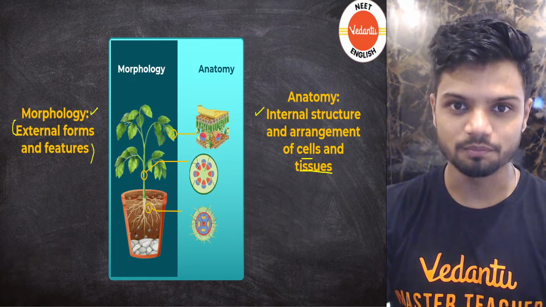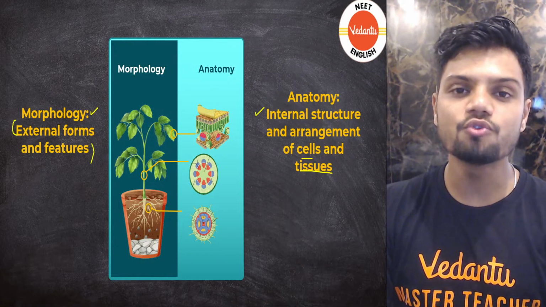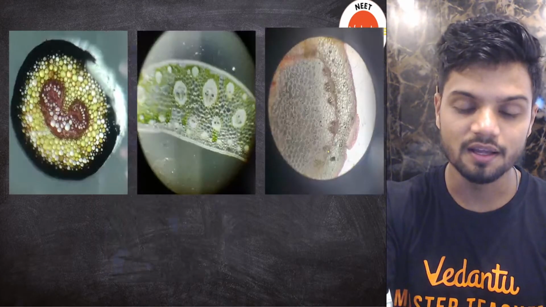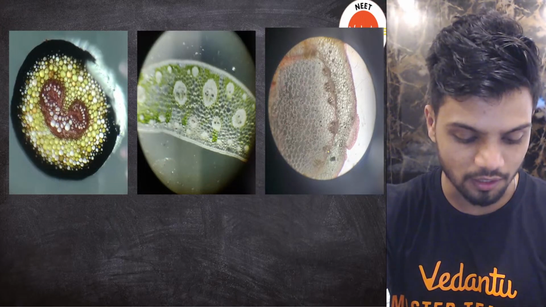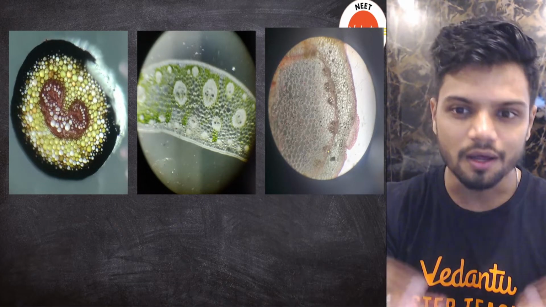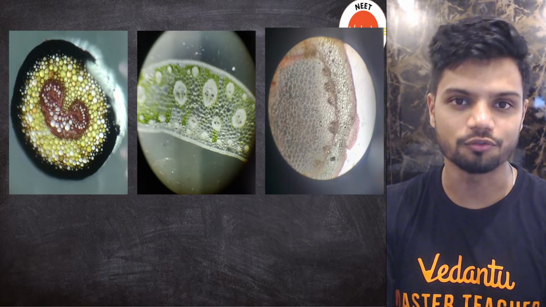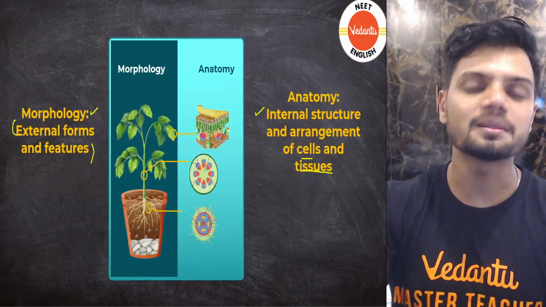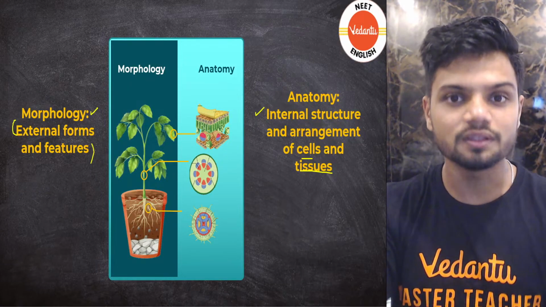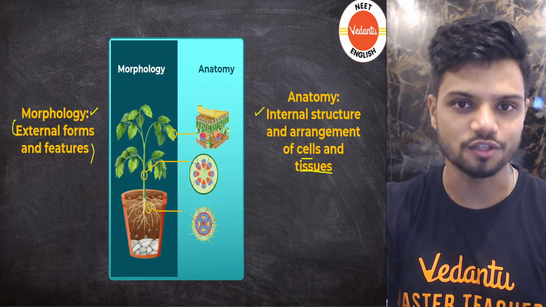And let me tell you, you might find a flower or a root or a stem looking beautiful from the outside, but a plant looks even more beautiful from the inside. Here is a clear example of that. The arrangement, the intricate design inside is far more beautiful. So students, what is anatomy? Anatomy is a branch of biology that deals with the internal structure and arrangement of cells and tissues.